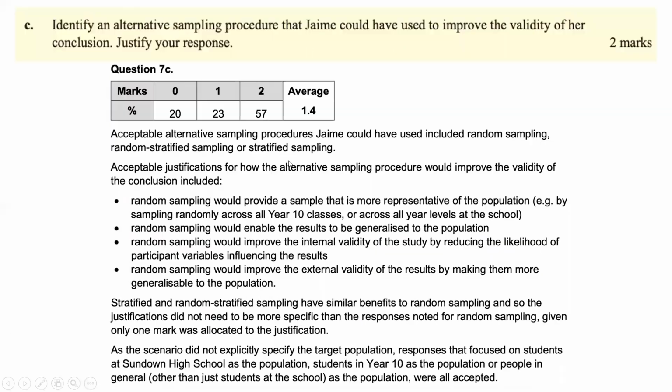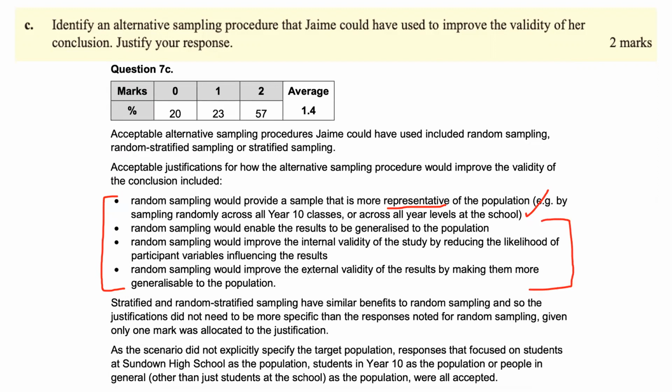And then for part C, it says identify an alternative sampling procedure. You can see what VCA expected here was random sampling, and these are all the possible answers and justifications. The one we talked about was that random sampling would allow for a more representative sample, because everyone has an equal chance to be selected, but there are others here as well that you could have talked about.